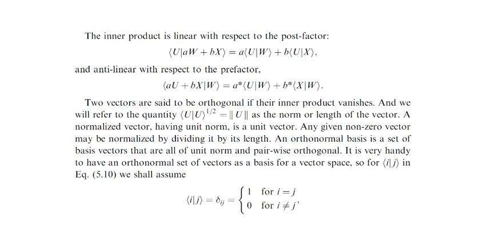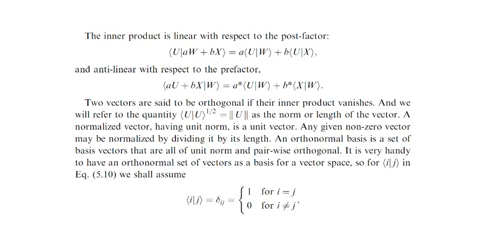Now, we refer to the square root of the inner product as the norm or length of the vector. That also we have taken from our ordinary vectors, where the dot product of the vector with itself gives the magnitude squared of the vector, and the square root of the dot product gives the norm or length of the vector. That was for ordinary vectors, and here, in the case of vectors which are members of a linear vector space, we define the square root of the inner product as the norm or length of the vector.